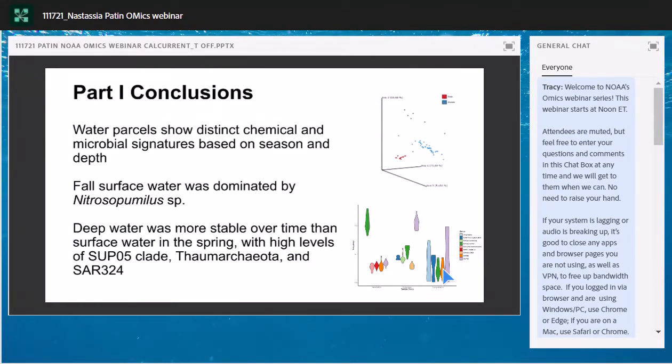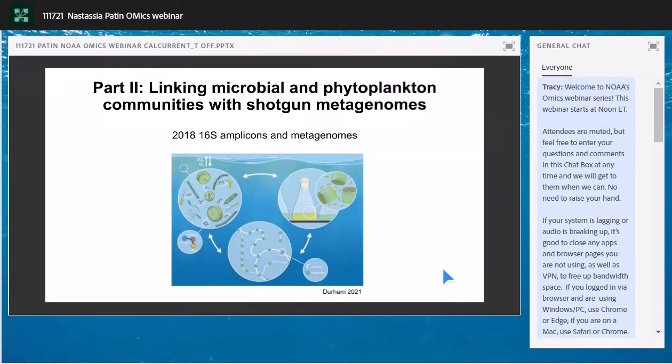So just to wrap up this first part, we see that these water parcels do show distinct chemical and microbial signatures, and these signatures are driven largely by season and depth. We have some conclusions about the specific microbial taxa that we see, particular things like Nitrosopumilus, and a couple of other clades that I didn't talk about so much and won't go into detail on. But we are very interested in why these particular taxa are showing up in these high levels in these times and places, and what that might tell us about the California Current in different seasons and depths.